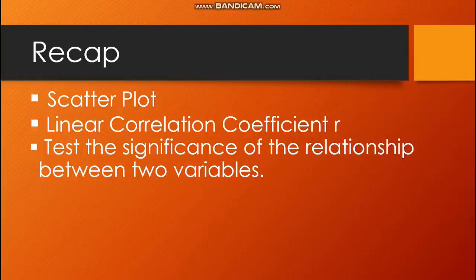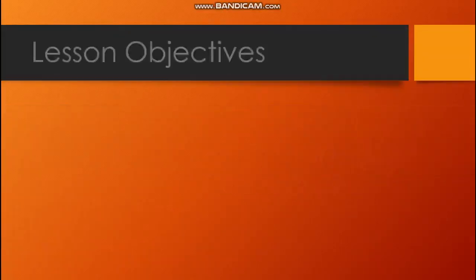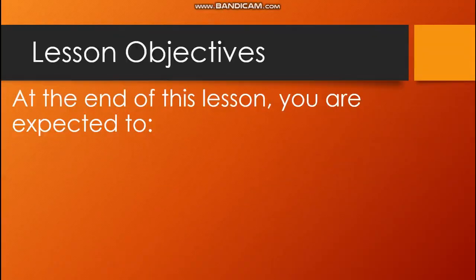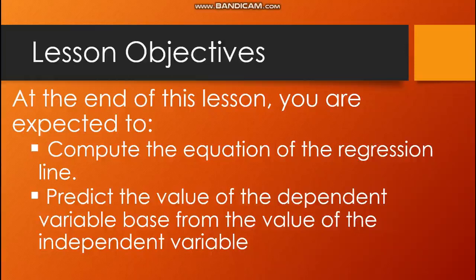Now, these three will be our basis in studying more about the relationship between the given bivariate data. And our next lesson is about regression. Okay? And here are our objectives. At the end of this lesson, you're expected to compute the equation of the regression line and predict the value of the dependent variable based from the value of the independent variable.